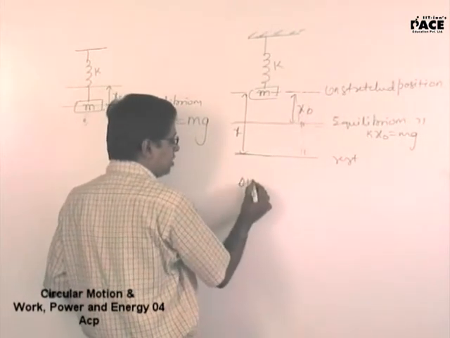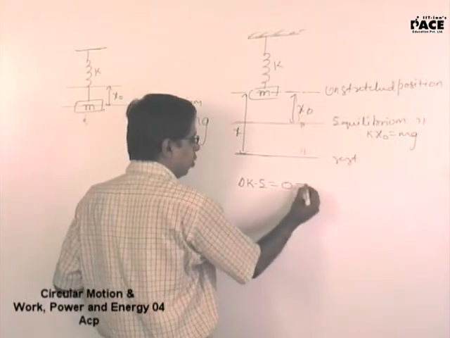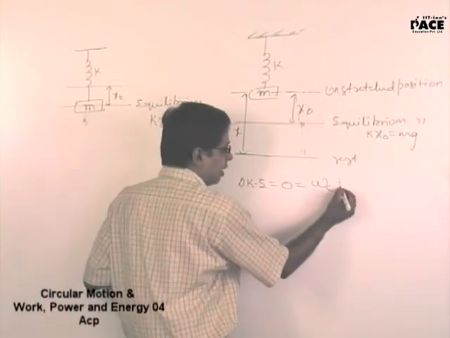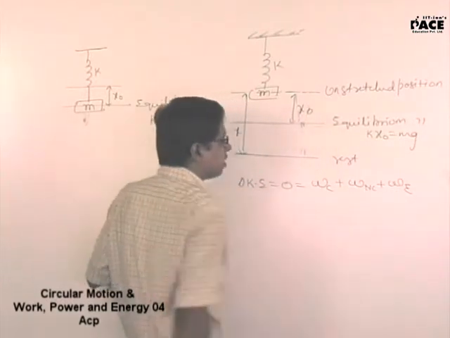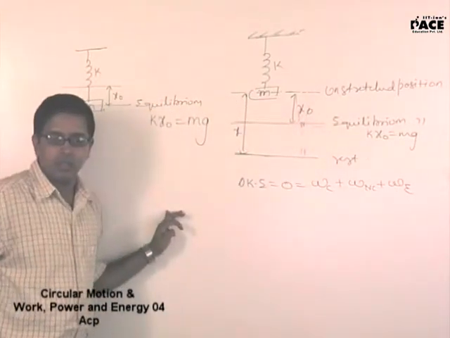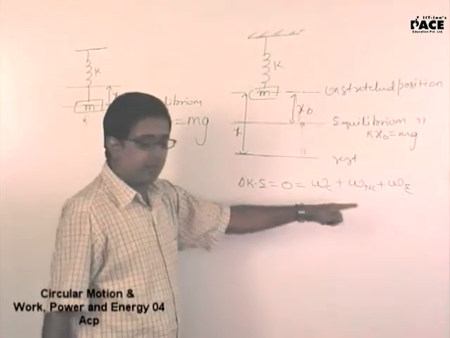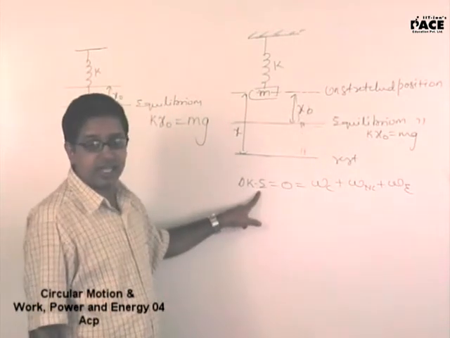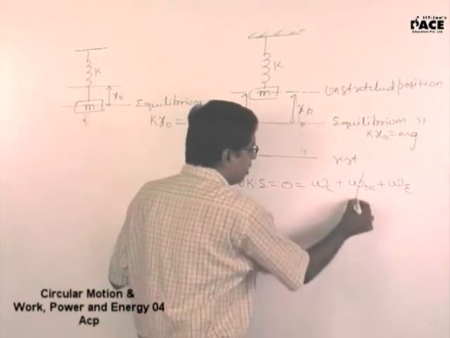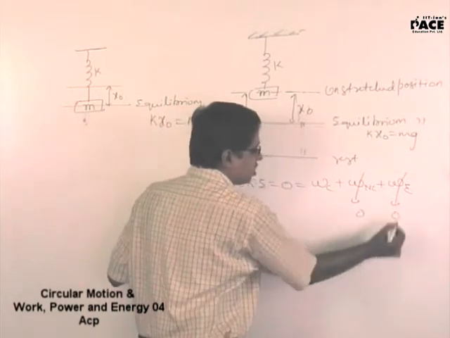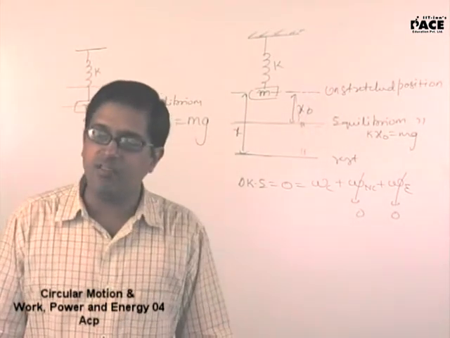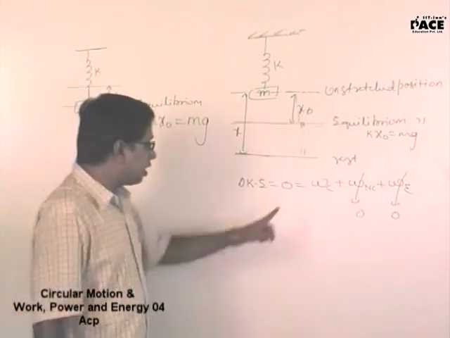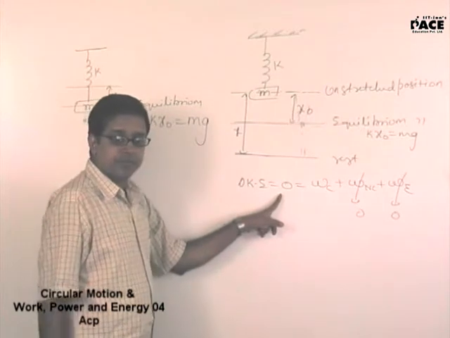So net total change in kinetic energy is zero, which will be equal to work done by conservative plus work done by non-conservative plus work done by external force. Sum of all the three work done should be equal to change in kinetic energy. Now work done by non-conservative force is zero, external force is zero. There is no external force and we are not considering air friction. Now work done by the conservative force should be zero.